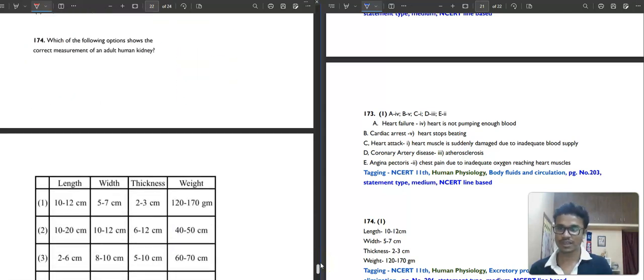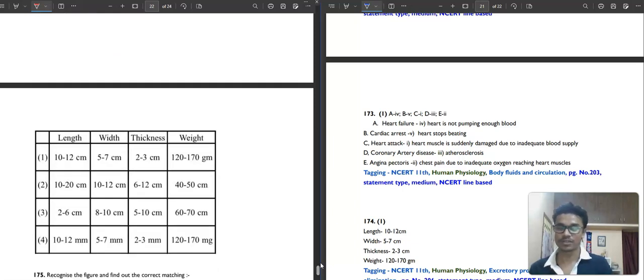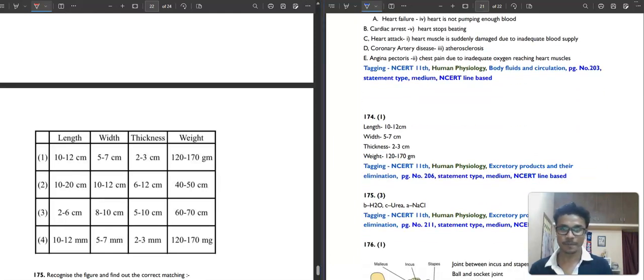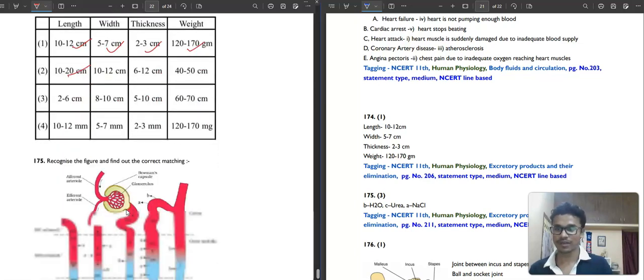It is saying, which of the following options shows the correct measurement of an adult human kidney? Question 174. Length is 10 to 12 centimeter. Width is 5 to 7 centimeter. Thickness is 2 to 3 centimeter, and weight is 120 to 170 gram. So the first option is your correct answer.